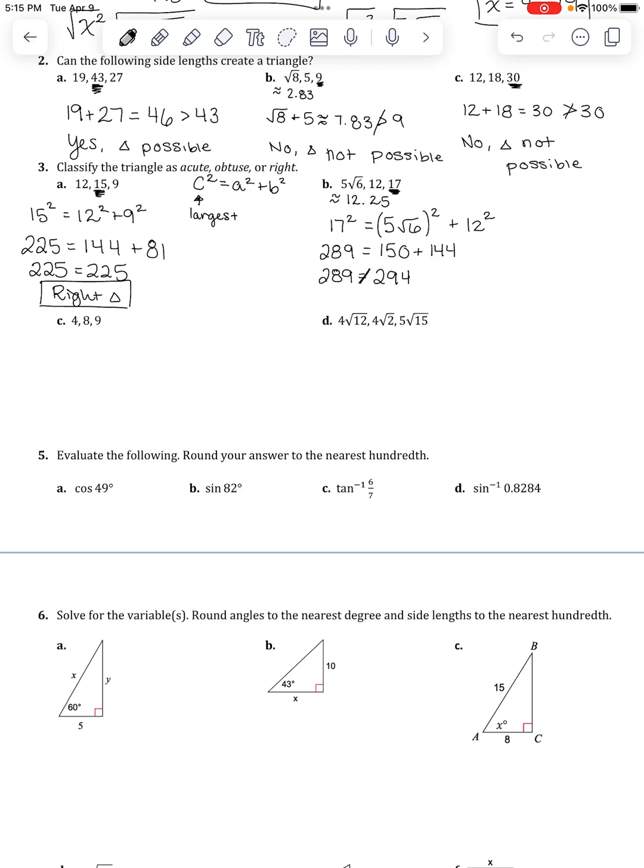Now these are clearly not equal. That means it's not a right triangle. And always look at the c squared part. That's, in this case, this piece. Is that bigger or smaller? If it is smaller, like in this case, it is an acute triangle. If it's bigger, it would be obtuse.